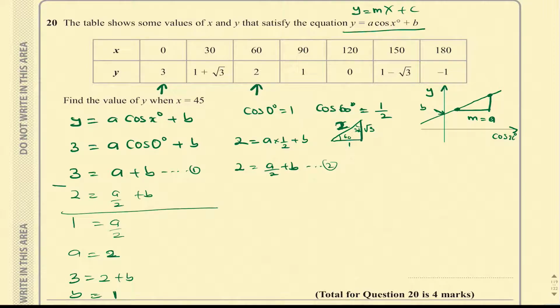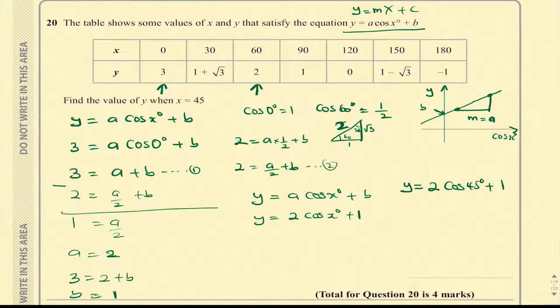So if I go back to my equation and put those values in, I know y equals a cos x degree plus b. Therefore y equals 2 cos x degree plus 1. So answering the question, for x equals 45, what is y? I get y equals 2 cos 45 degree plus 1.